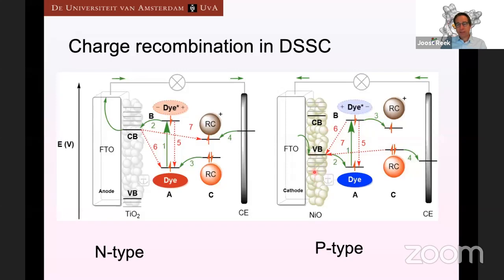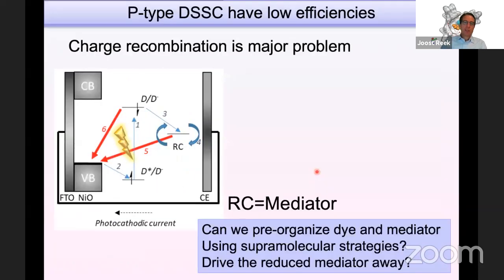P-type, the other electrode, usually uses nickel oxide. You have very similar processes, but then the electron goes to the redox couple, and you have electron injection into the dye from the semiconductor, or hole injection into the valence band, if you like. So if you look at these charge recombination processes, they reduce the efficiency quite dramatically. And this is especially the case for P-type, because hole transport in nickel oxide is slow, meaning that you have more time for charge recombination, and as a result, the efficiencies of P-type dye-sensitized solar cells are quite low.